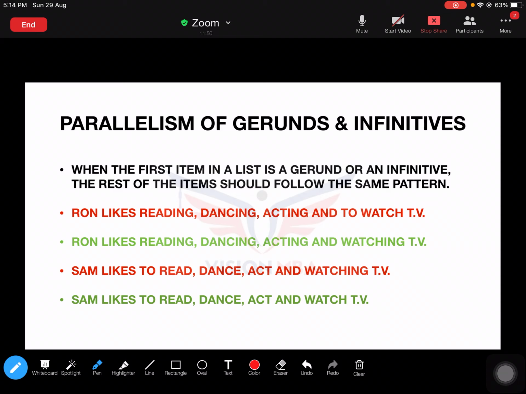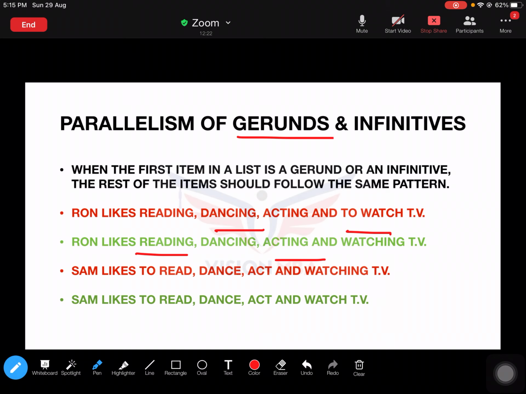Simple. If I am talking now, what is a gerund? Verb plus ing. For example, this sentence is incorrect. In red, Ron likes reading, dancing, acting, and to watch TV. Now, reading is a gerund, dancing is a gerund. Let me write G for gerund. Acting is also a gerund. And to watch TV, this is an infinitive. This is wrong. It should be like this: Ron likes reading, dancing, acting, and watching TV. Now, what are the gerunds? Reading, dancing, acting, and watching.